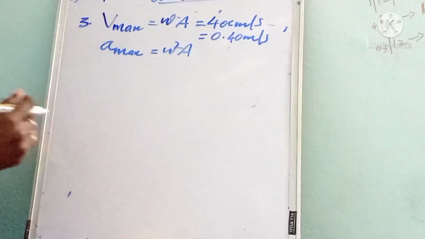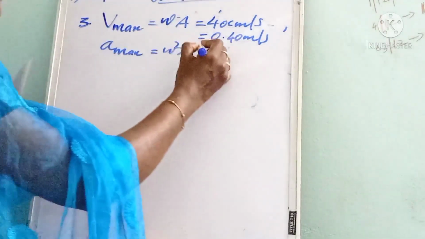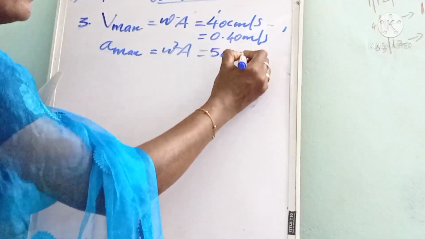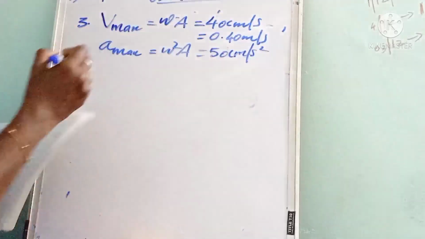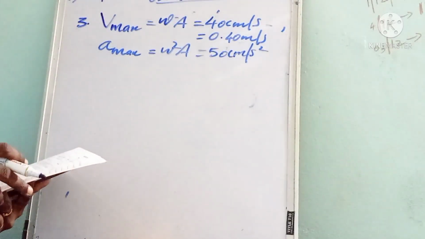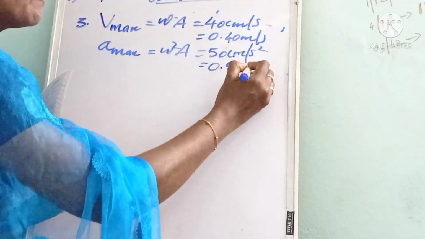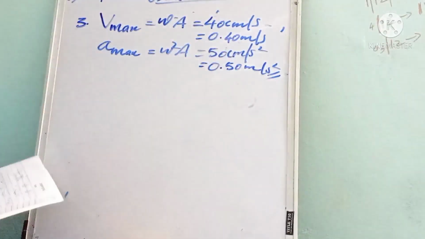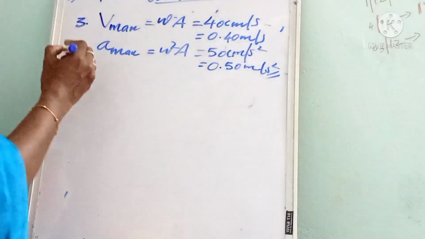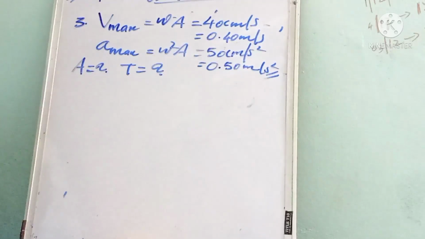The equation that represents the maximum acceleration is omega square A, and here it is 50 centimeter per second square. This we can also write as 0.50 meter per second square. Then we have to find the amplitude A, and also the period of oscillation, the time period T.